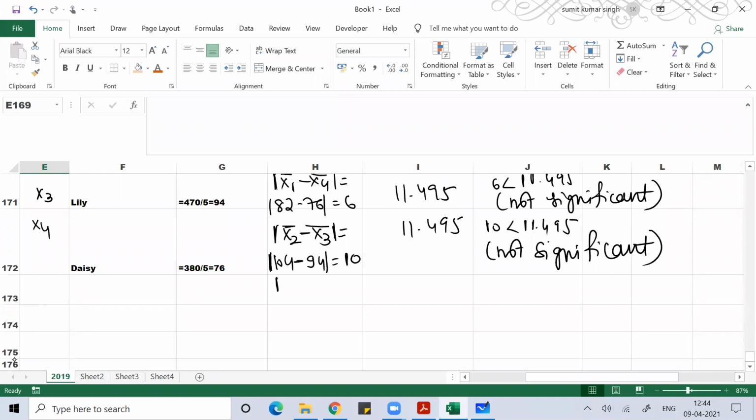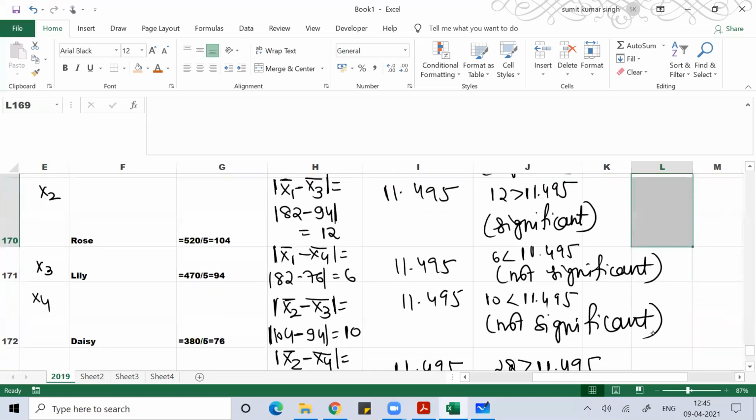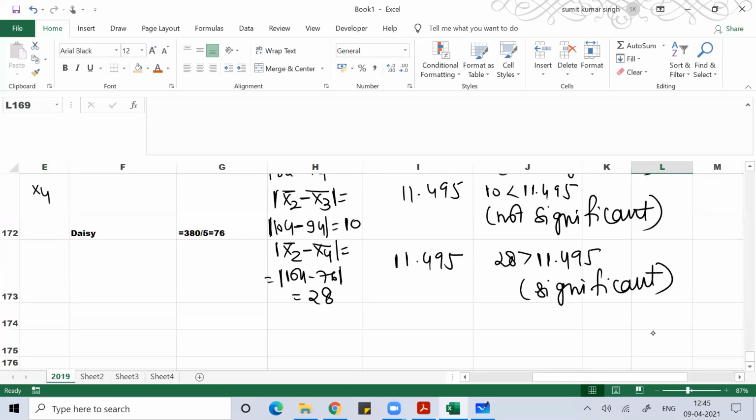Then x2 minus x4 I'll do. What is x2? X2 is 104, x4 is 76. 104 minus 76 is 28. 28 is more than 11.495. Like this, I have to analyze all. So you have to do this.